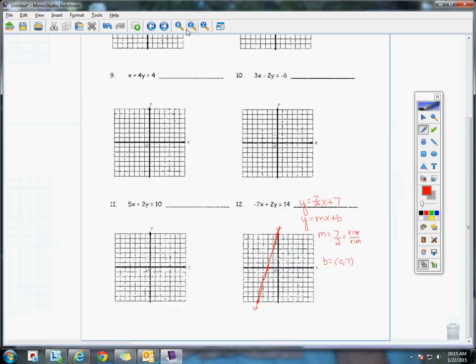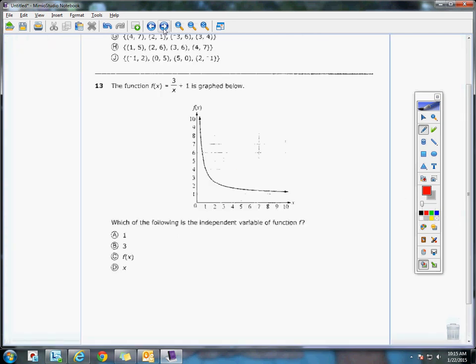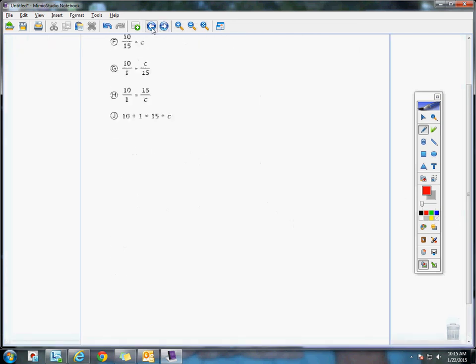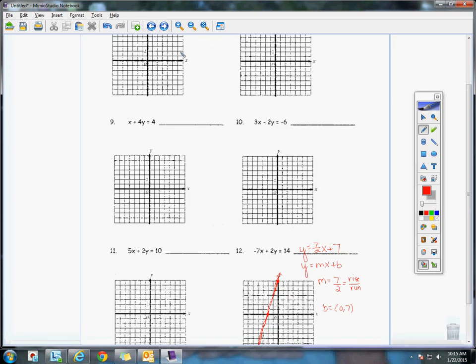Okay, so everything else on here is multiple choice. So if you need help with any of those questions, come after school, ask one of your teachers, and we will help you out.